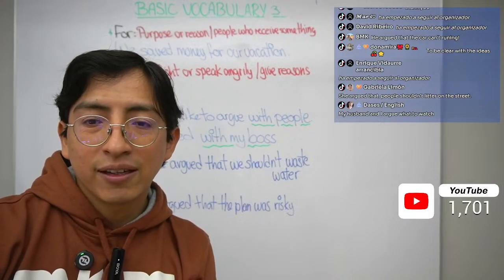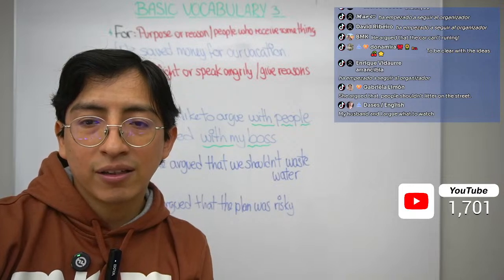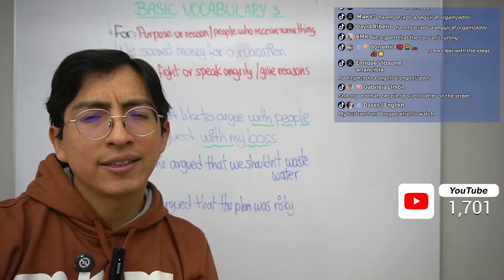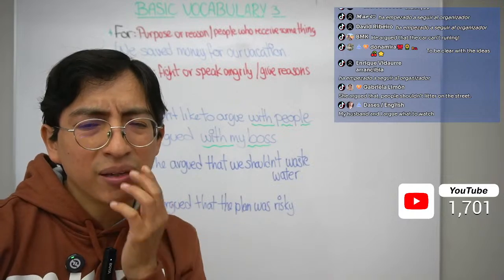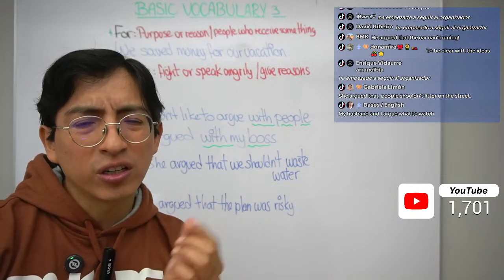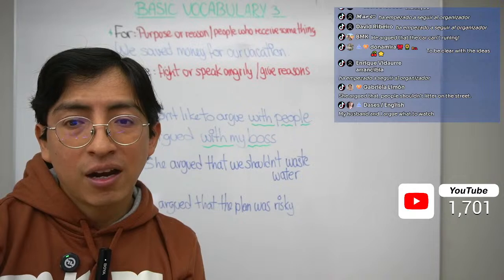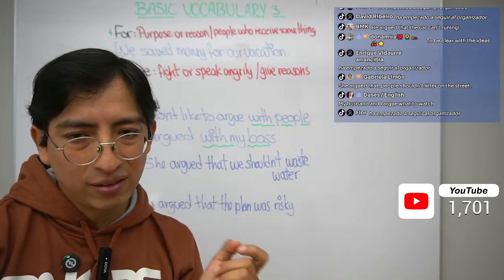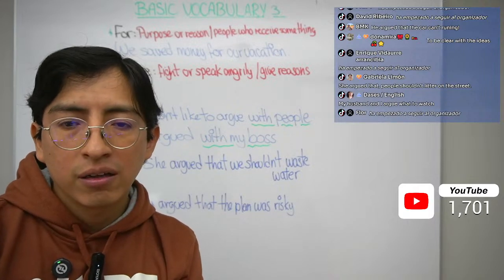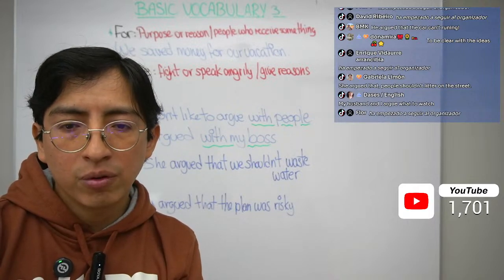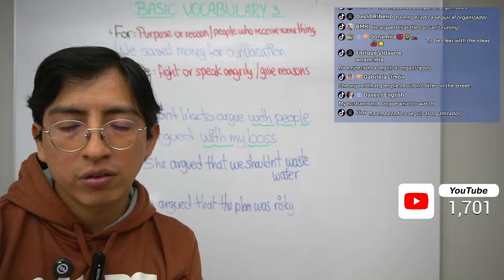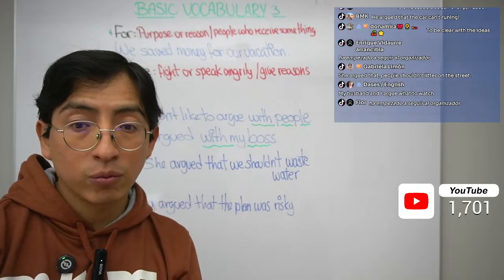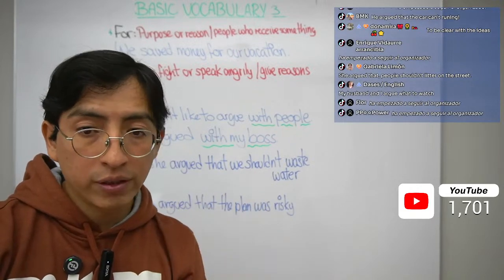To be clear with the idea, he argued that the car doesn't run, or it doesn't work. They argue that the car doesn't work or isn't running. They argue that people shouldn't litter on the street. Yes, very good, Gabriela, but without the comma, no comma there.